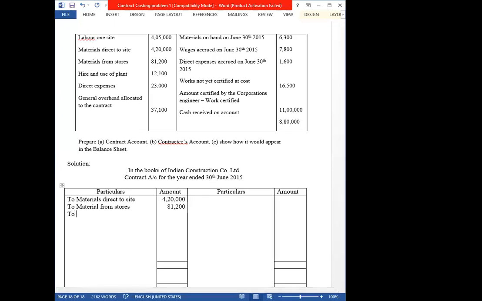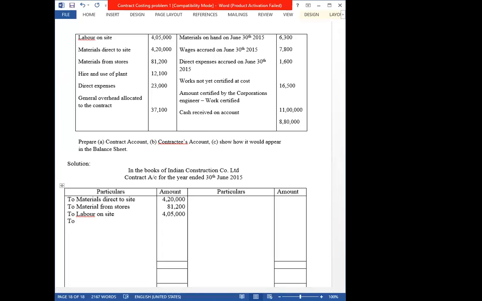So labor on site. It is not one site, it is on site. Labor on site. There is a spelling mistake in the problem. So the amount is 4,05,000. Okay. I hope everybody is following. Next, see, hire and use of plant. This is nothing but hire charges of the plant.